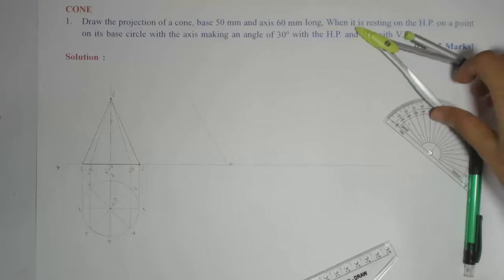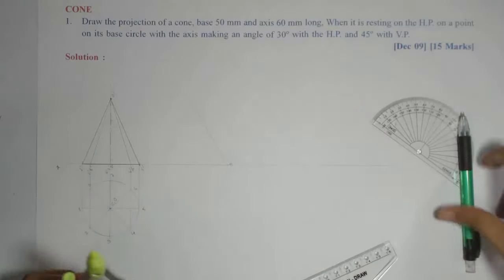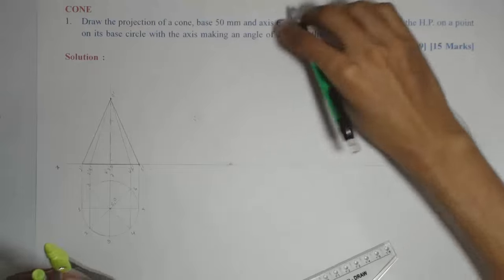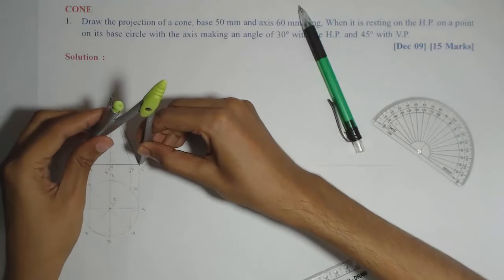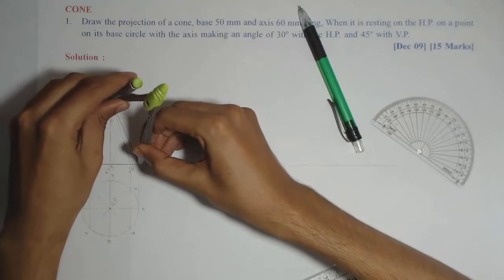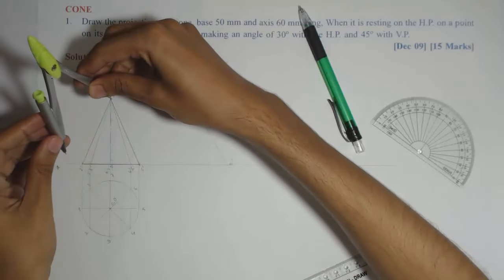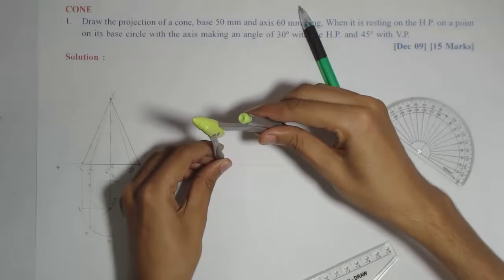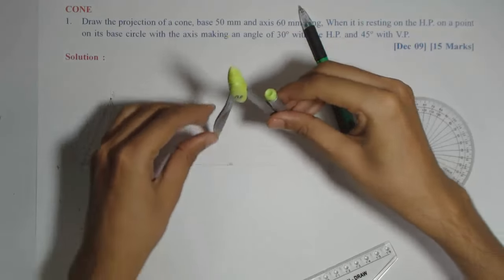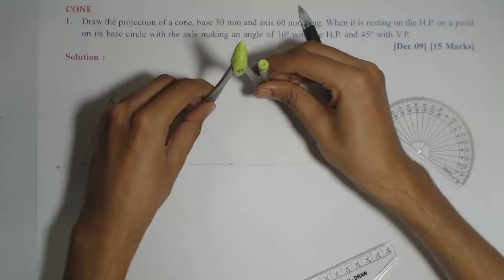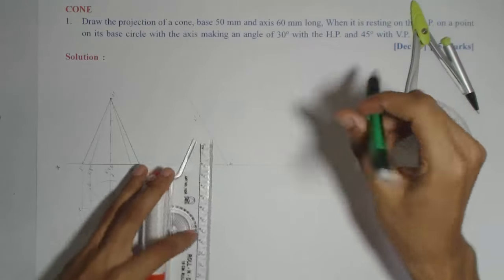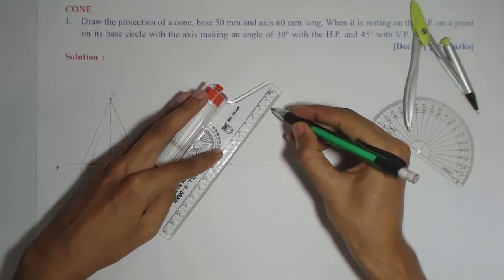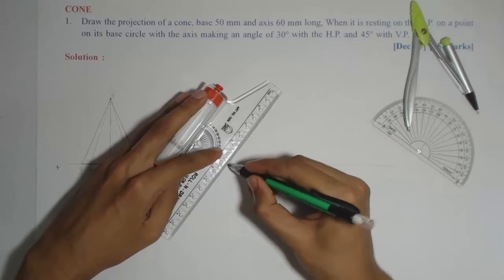Then we'll complete the triangle by marking the apex O dash. This distance and this distance will be same. So from 5 dash I'll take one arc, and with the same distance I'll take one arc from 1 dash. So that will give me a triangle outer boundary which is dark. So I'll make that triangle dark.